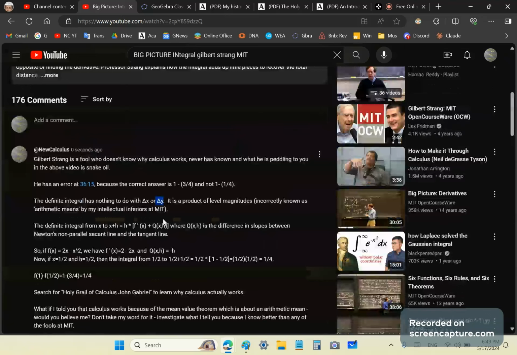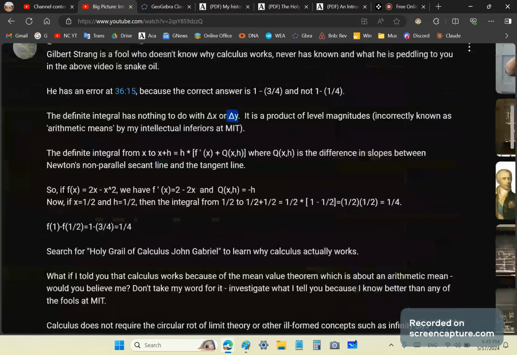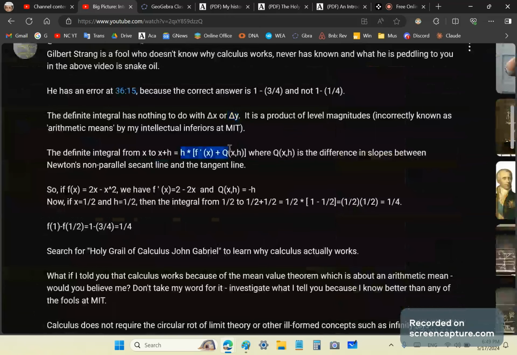In fact, the definite integral, as the great John Gabriel defined it, is a product of level magnitudes which are incorrectly known as arithmetic means by my intellectual inferiors at MIT. So they've never realized that area is a product of two level magnitudes. Okay, and I've proved it, because if you want the definite integral from x to x plus h, it's this expression here.